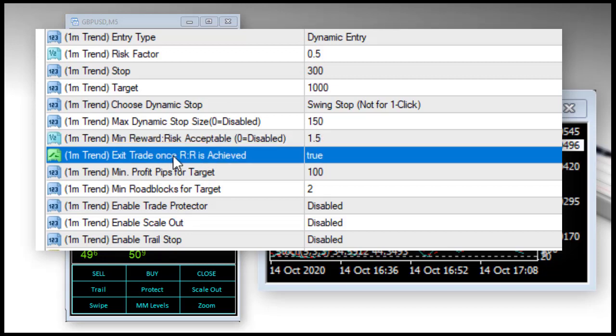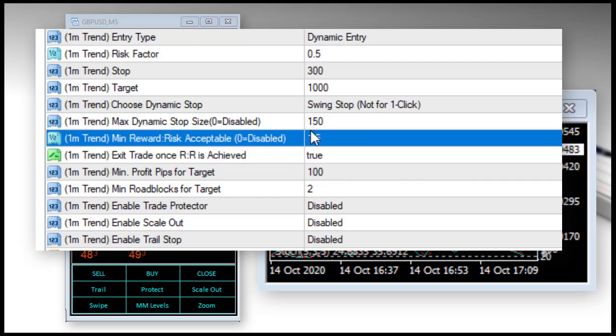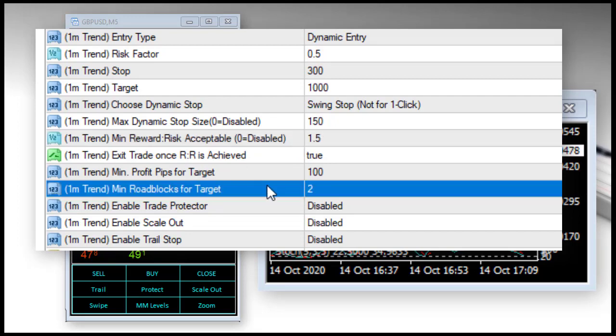I've also got this next thing set to true. So exit trade once RR is achieved. Once the reward to risk is achieved, it'll just exit. That's the target. If I had this set to false, then it would need to achieve this risk to reward and then look for your roadblocks of 2.